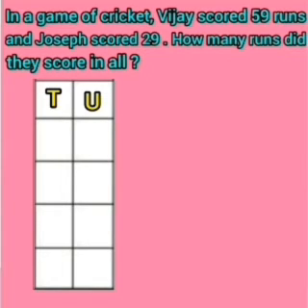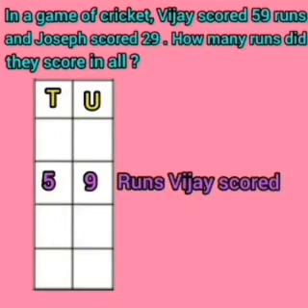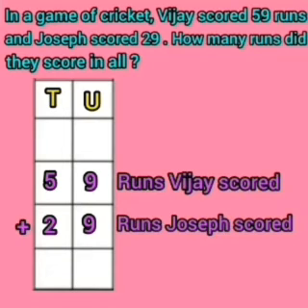Vijay scored 59 runs. 9 we will write in the unit place. 5 we will write in the tens place. 59 runs Vijay scored. Then we will put a plus sign. And Joseph scored 29. 9 we will write in the unit place. 2 we will write in the tens place. 29 runs Joseph scored.